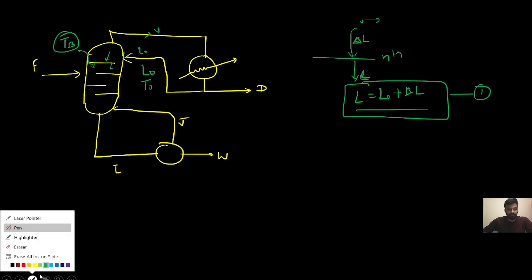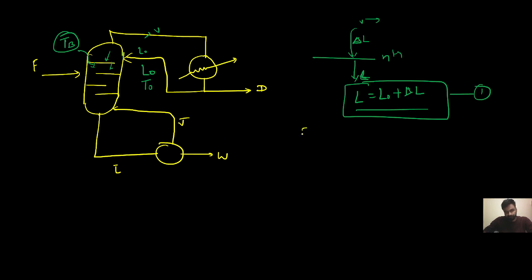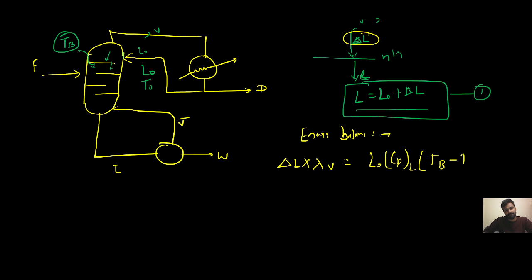Now let us do the energy balance here. So this delta L is getting condensed from vapor to liquid. So the amount of heat, delta L multiplied with lambda V, is equal to L naught Cp of L multiplied by Tb minus T naught, where Tb is the bubble point and T naught is the reflux temperature that will be given in the problem.